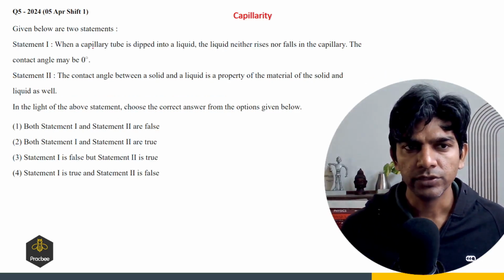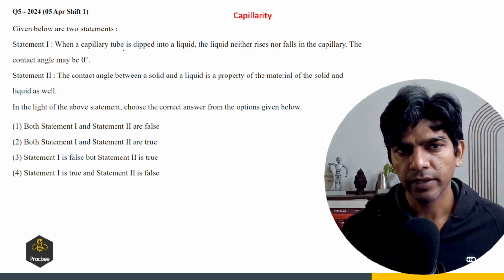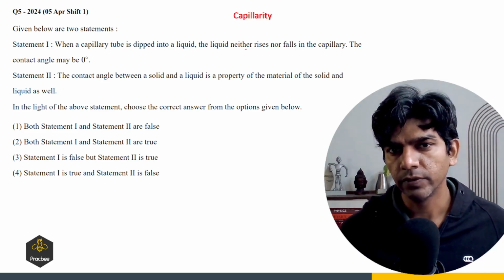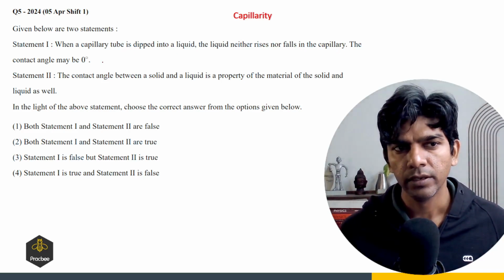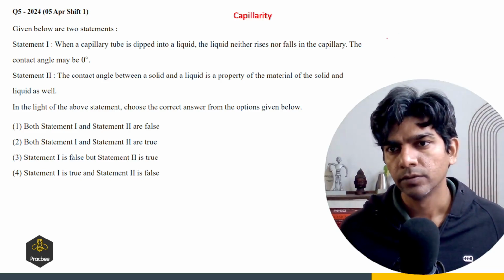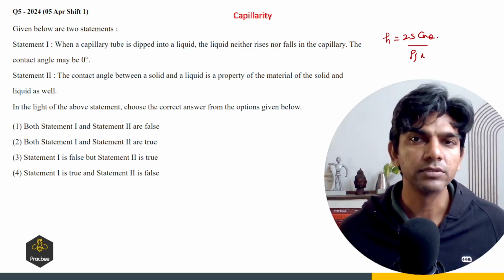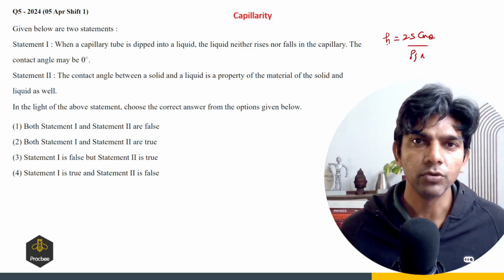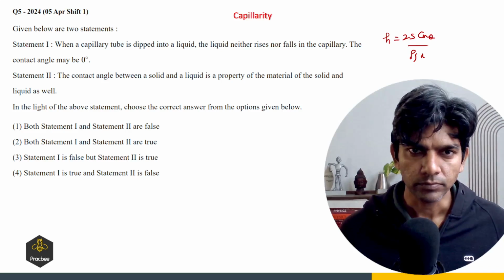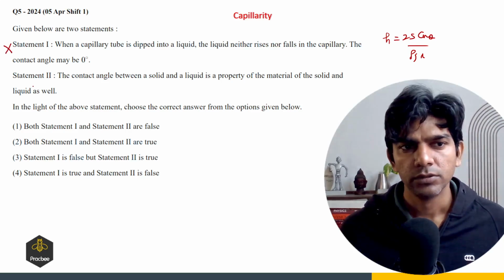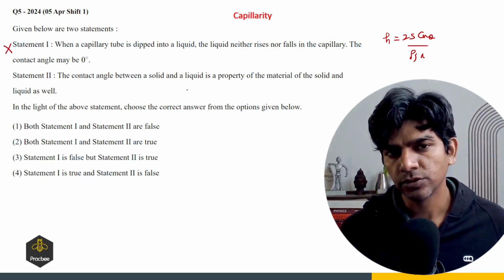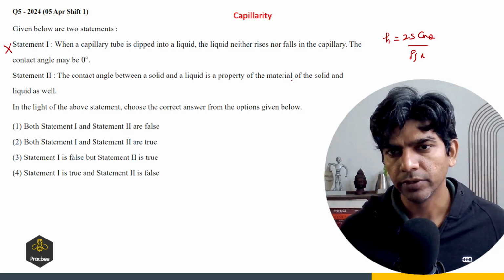Okay, another question based on capillarity. When a capillary tube is dipped in a liquid, the liquid neither rises nor falls in the capillary. The contact angle may be 0. So H is 2s cos theta by rho g r. If theta is 0, then cos 0 will be 1. So H will be non-zero. So statement 1 is incorrect. Statement 2: the contact angle between the solid and the liquid is the property of the material of the solid and the liquid.